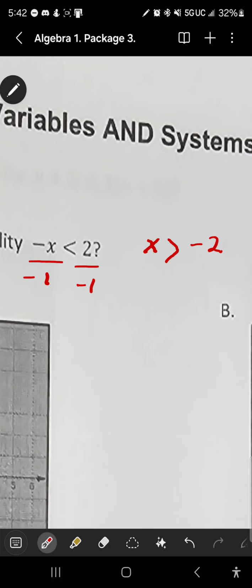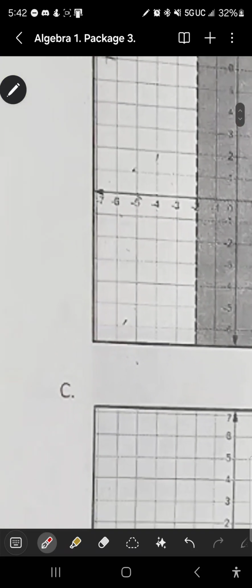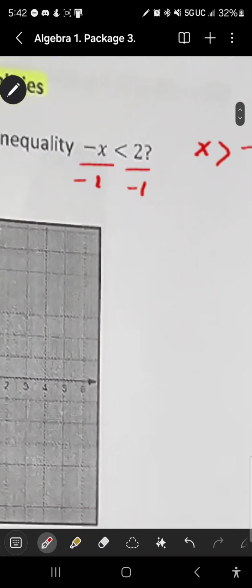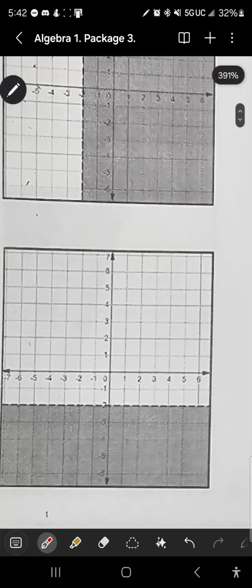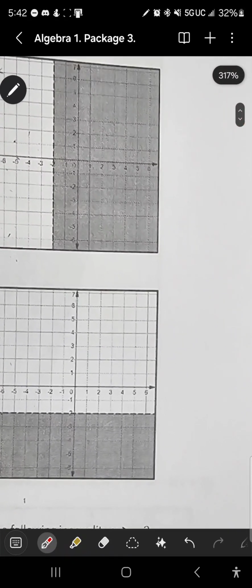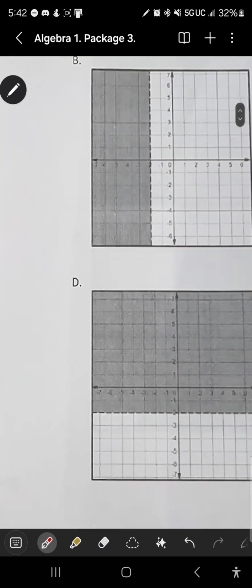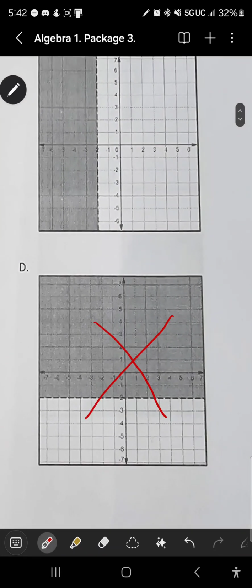Now, if we're looking for this graph, it just means any number greater than -2, so any number to the right of -2. And we can see here, this is in the y-axis, not in the x. So in this case, it will be y something -2, and we are not looking for that. We're looking for something intersecting the x-axis. So this is not my answer, and the same for here.